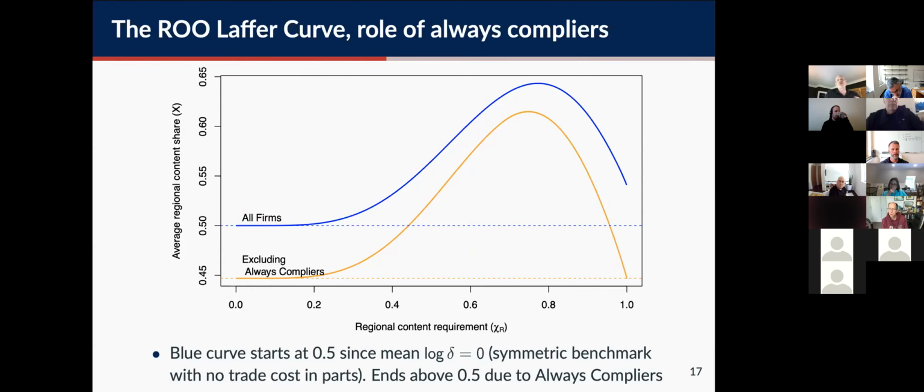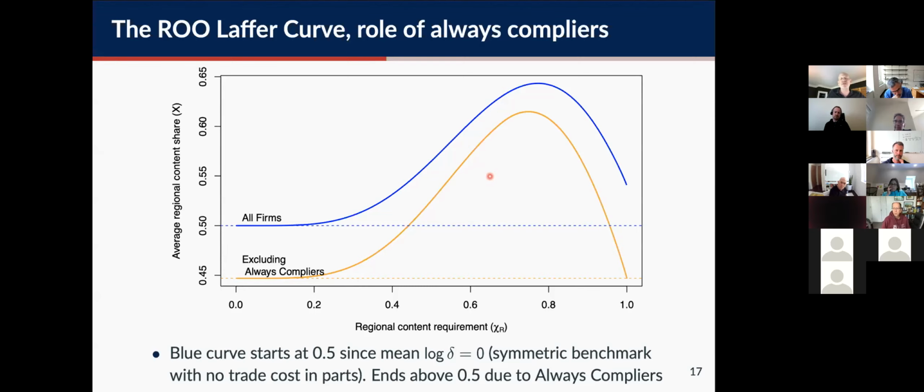And so for those firms, you increase the rule of origin, you're always going to increase the share of parts that are sourced from home. So what we can show theoretically, and this doesn't depend on the shape of the distribution that you use, is that if you exclude those firms that are always going to comply, then you are necessarily going to get a Laffer curve, in the sense that this Laffer curve here is always going to start at a particular level and end at the same level. And in between, it's going to increase and then decrease.